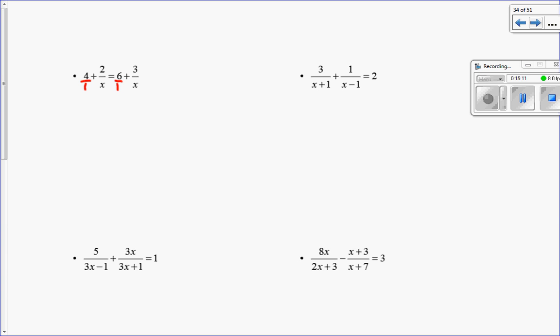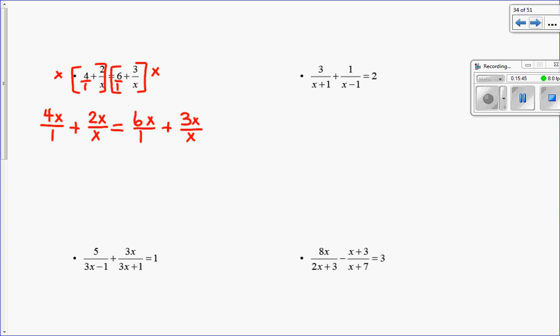I can see that my common denominator in this equation is just going to be x times 1, which is just x. So I'm going to multiply this side of the equation by x, and I'm going to multiply this side of the equation by x. When I do that, I have 4x over 1 plus 2x over x equals 6x over 1 plus 3x over x.